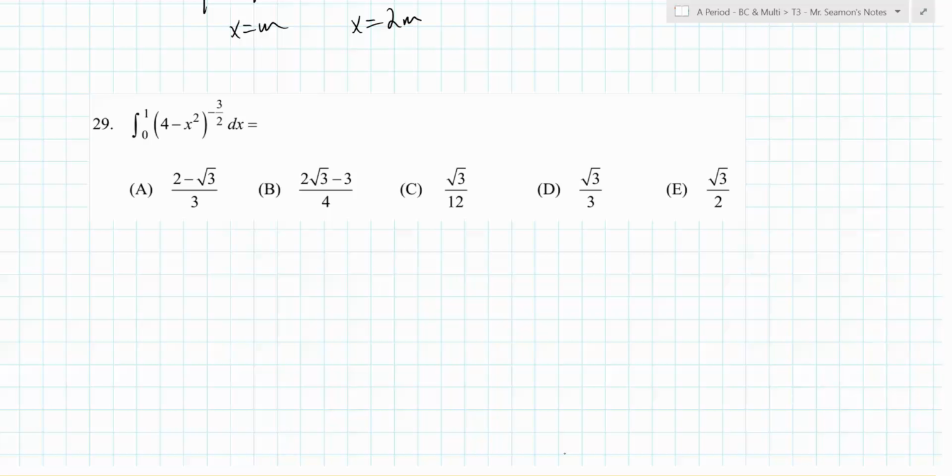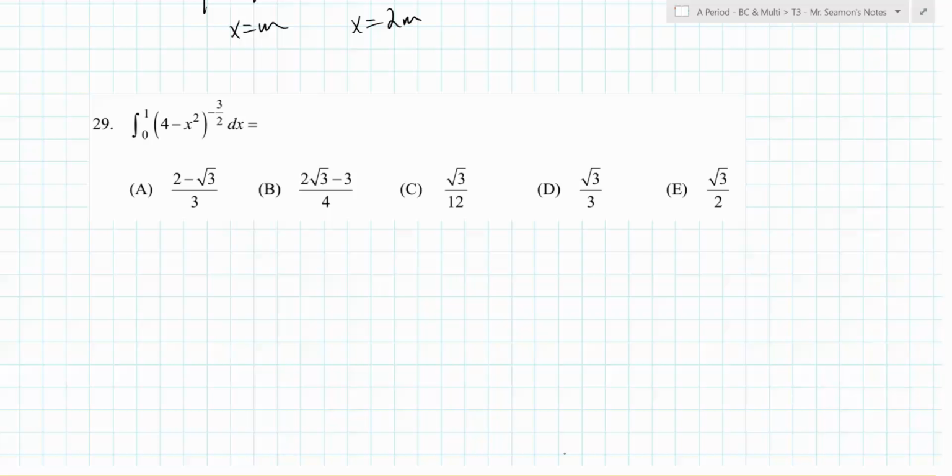Does u substitution seem like it's going to work? No, it does not, right? Because there's no x sitting on the outside to cancel out with your u. Parts, you're like, oh, I don't want to have to do parts on this. What I recommend, and I have not done this one, so this is me trying to do it the same way you might do it in your head.